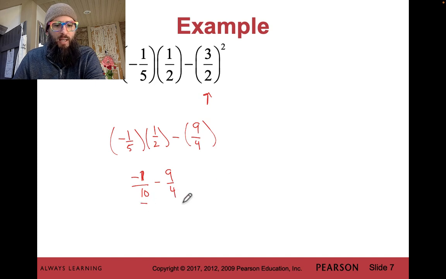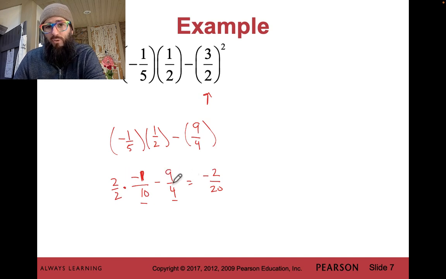And if we look at 10 and 4, it's going to have an LCD of 20. So we're going to make this negative 2 over 20, because we're going to multiply this by 2 over 2, because 2 times 10 is 20, 2 times negative 1 is negative 2. And the cool thing about 2 over 2, that's equal to 1, so we're not changing the overall value. And here we're going to multiply this by 5 over 5, which gives us minus 45 over 20, because 4 times 5 is 20, and all that good stuff.